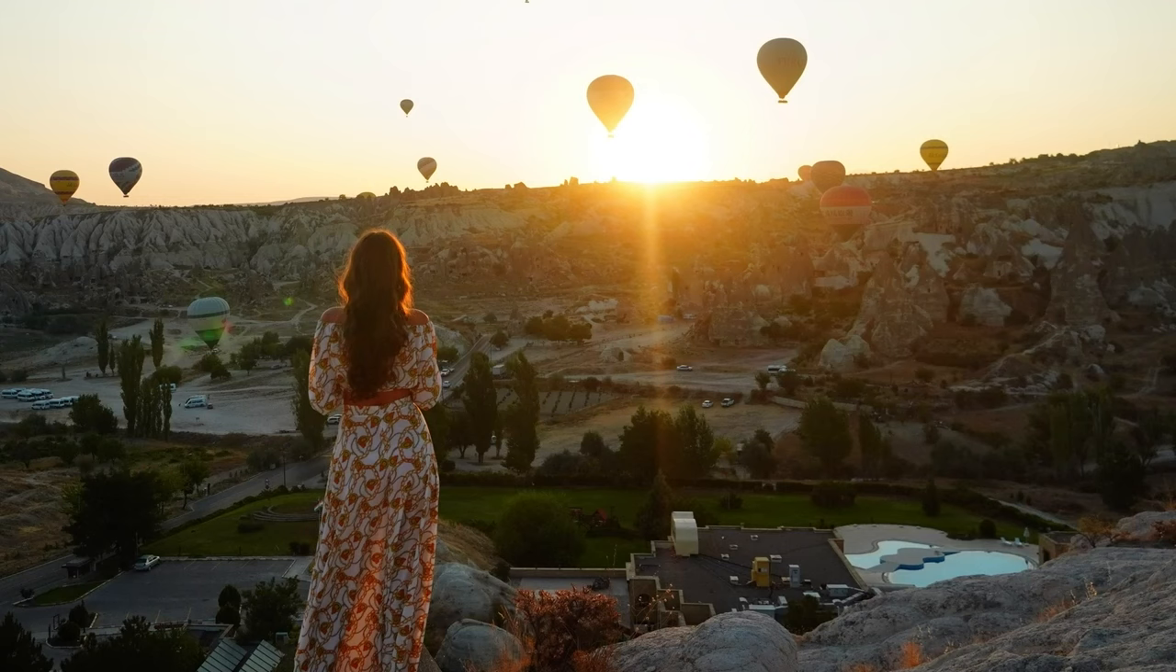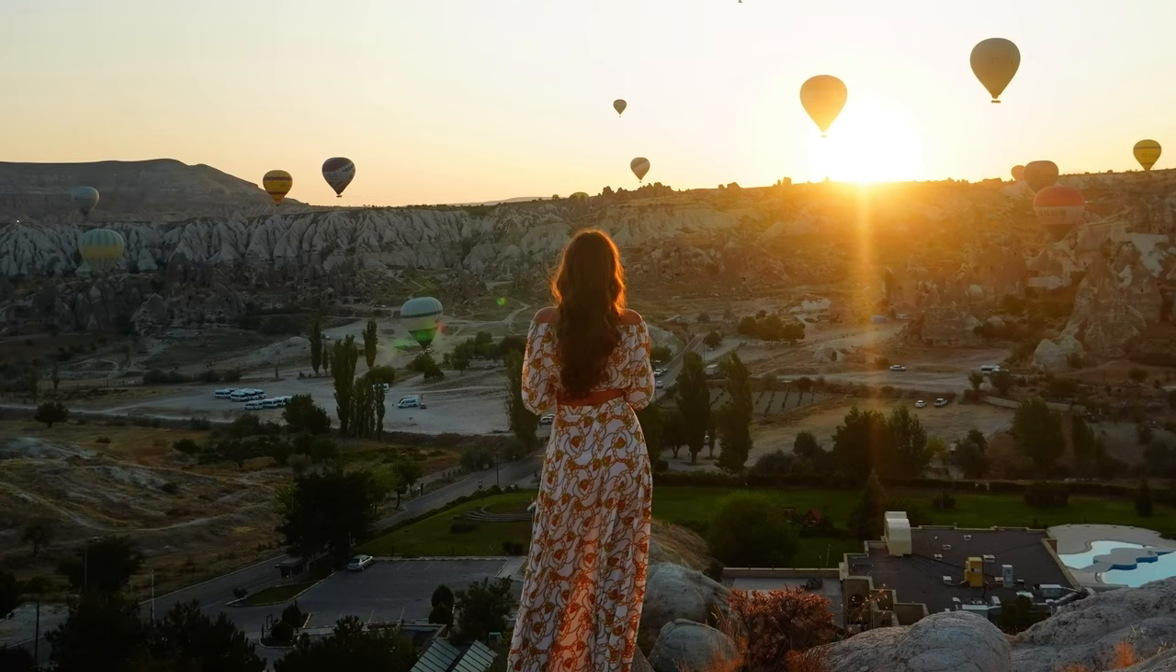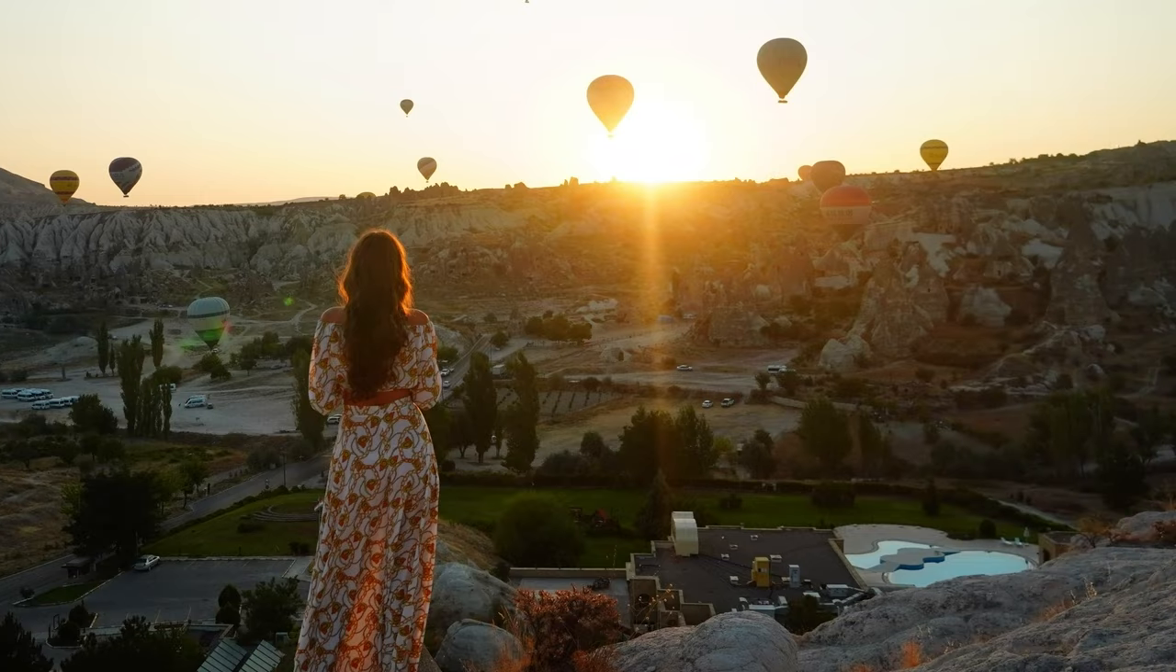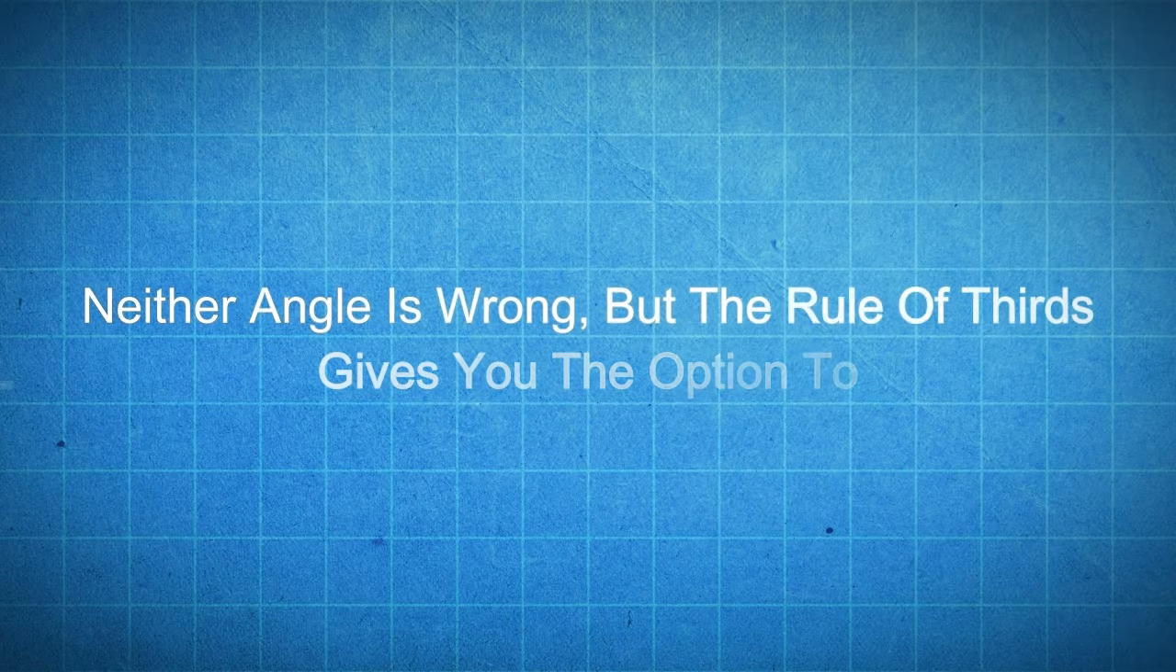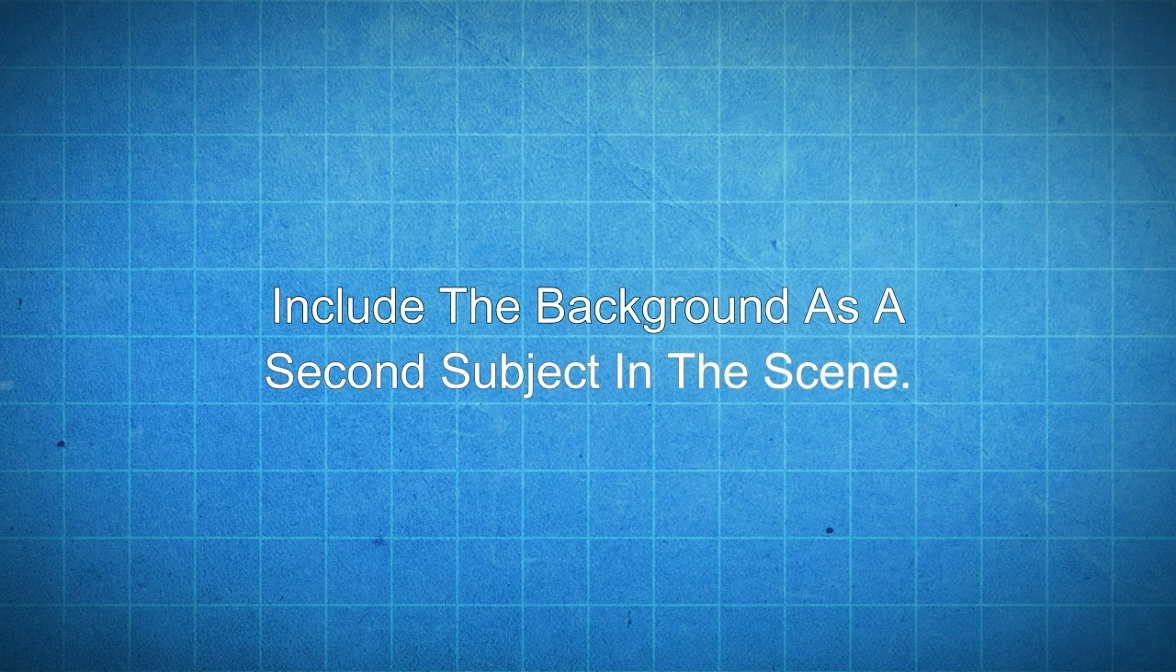Check out this image, for example. If the girl were in the center, your eyes would immediately go straight to her. But since she's positioned on the left third of the frame, your eyes now focus on the entire image, girl and background together. Neither angle is wrong, but the rule of thirds gives you the option to include the background as a second subject in the scene.